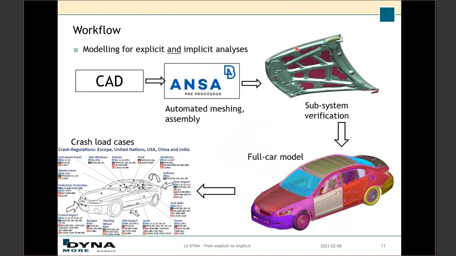Then, when you have completed a sub-assembly, a subsystem, you probably have some intermediate station to just verify that this subsystem works for an analysis. Maybe you smash it into a rigid wall or do gravity loading or whatever, some kind of verification. And then you assemble your full car model, or your complete model of maybe another product, and subject it to the explicit crash load cases and the requirements that have to be met. And of course, here the preferred tool is explicit.